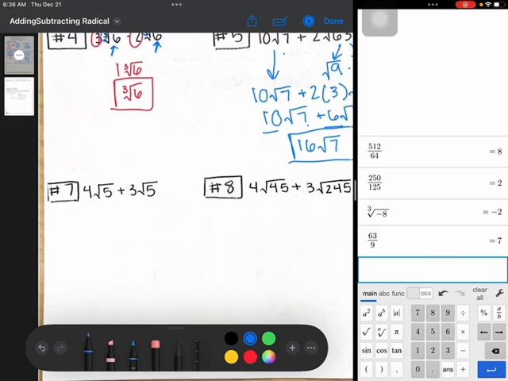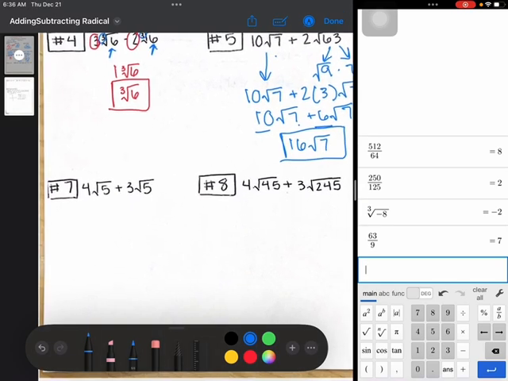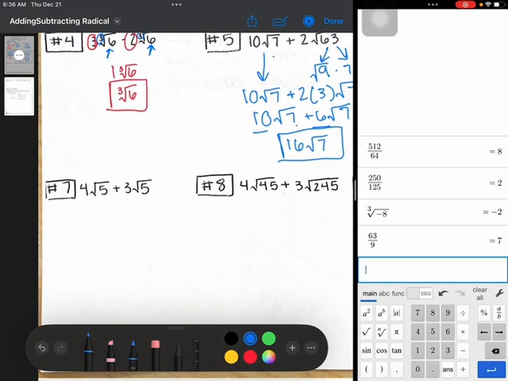In number 7, we see that these are both already simplified. We have the smallest radicand possible. So we are just combining 4 and 3. So 4 plus 3 is 7. So 7 square root 5.